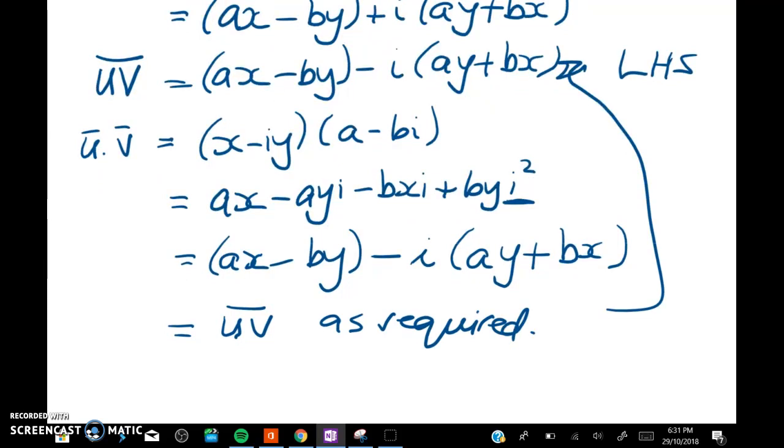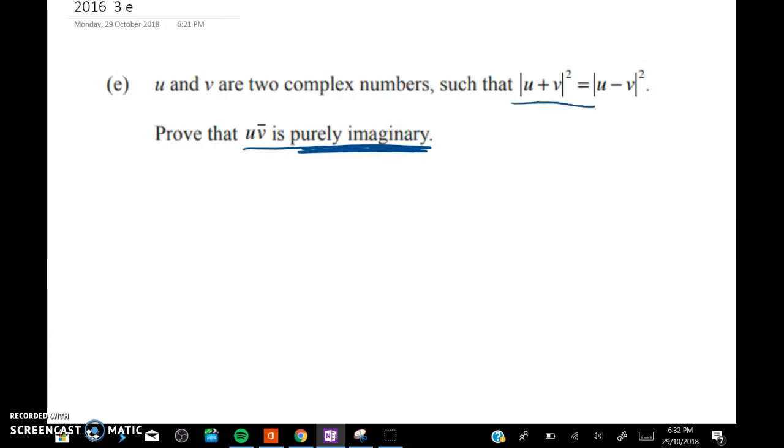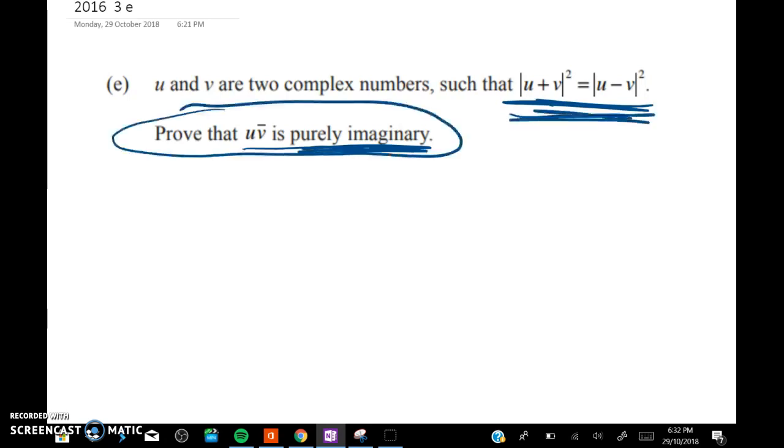Okay, so that's a merit question, and it's merit because it's actually pretty straightforward with exactly what you've got to do. The next question is similar in some ways, but you need to be thinking a bit harder about what it means when we're proving that something is purely imaginary. So here we've got two complex numbers, u and v, and we're given a condition about those complex numbers. We have to then show that when we've got complex numbers that satisfy this, that this thing is true.